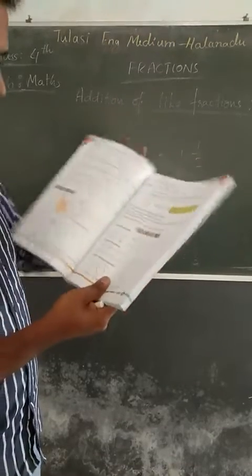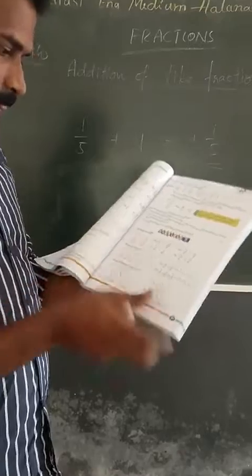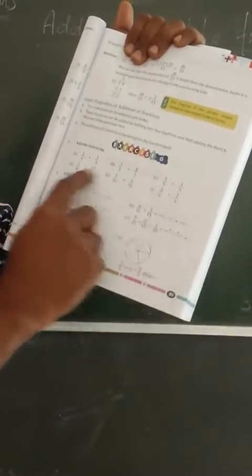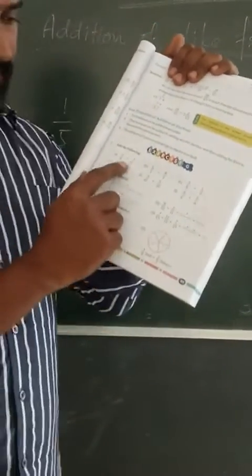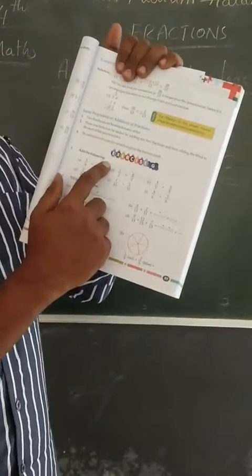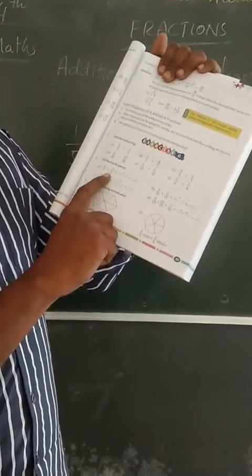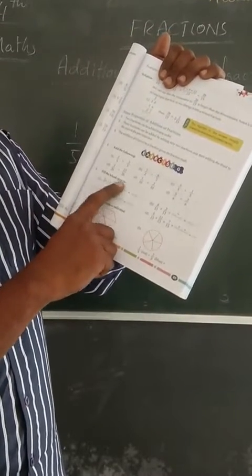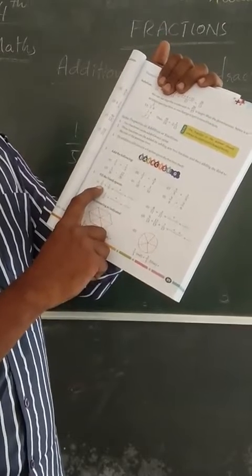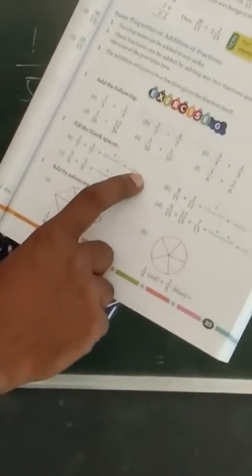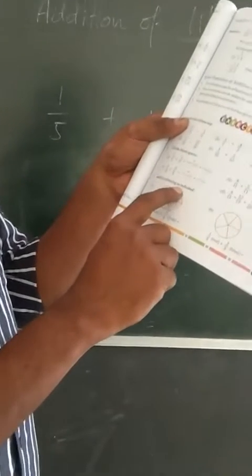Okay, exercise. Some problems are done on the board. Add the following. All are like fractions, so easily you can add. Just add the numerators, not the denominators. Place the common denominator. Here also fill in the blanks. Denominator same, numerator you have to add. Find the total. Add by coloring as indicated.